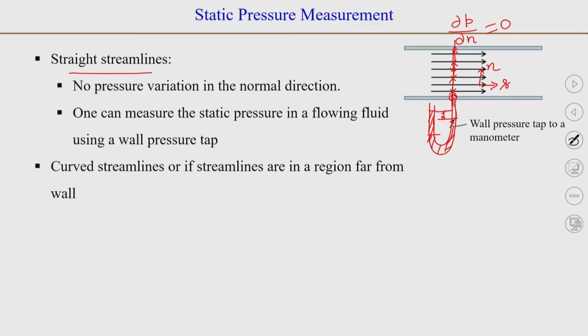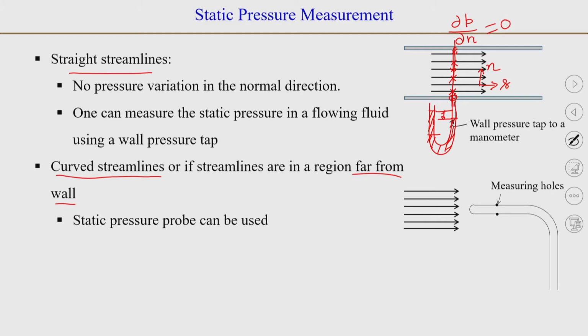On the other hand, if the streamlines are curved, or the flow is in a big region where there are no walls present, or the flow is far away from the wall, then we will not have this luxury, since the pressure normal to the streamlines will not be constant. Then we can use what is called a static pressure probe. You can use a probe which is aligned with the flow, and you can measure pressure.